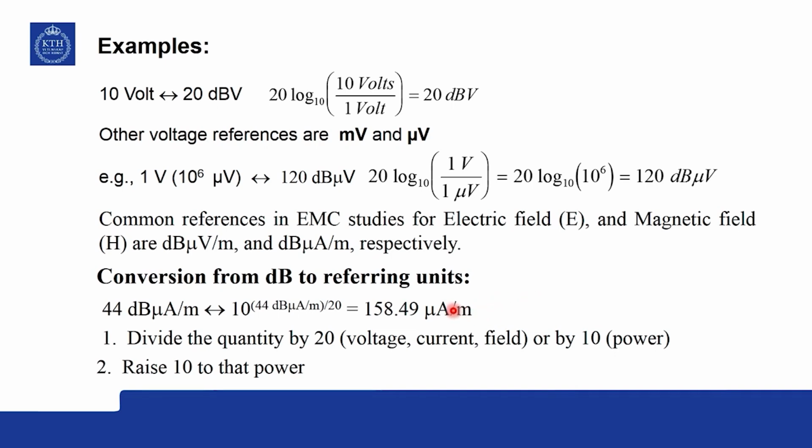So, the process is divide the quantity by 20 if it is voltage, current or fields, or by 10 if it is power, then raise 10 to that power. So, this is the procedure for converting from dB to the referring units.